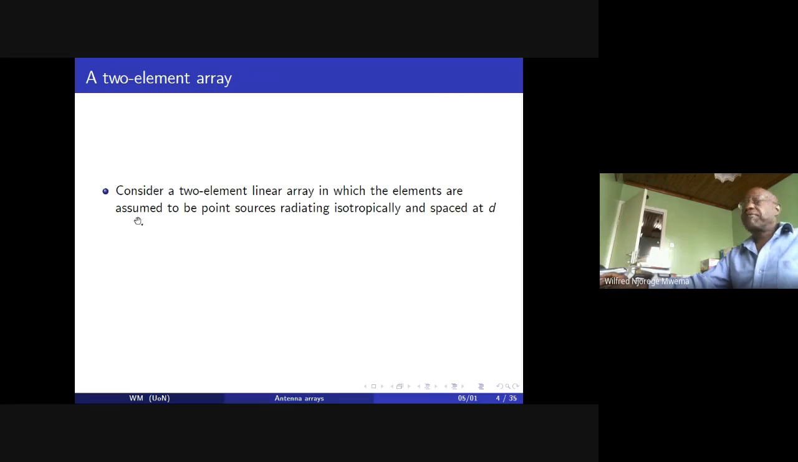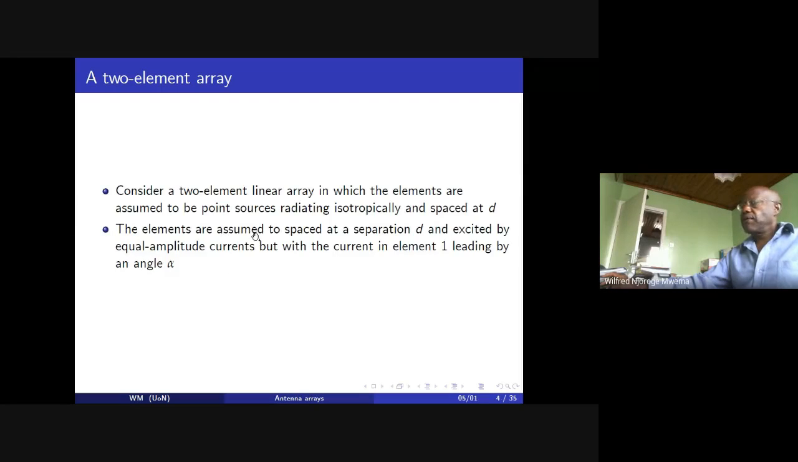So this is the beginning point where we have two similar antenna elements that are assumed to be point sources, and therefore they should be radiating isotropically in all directions. That is, they are radiating the same power in all directions. That is, there is no directivity there. That is, we have a directivity of unity. And we are spacing them at a distance d between their axes, so their centers.